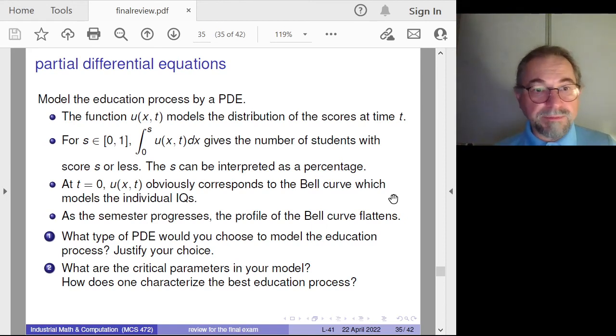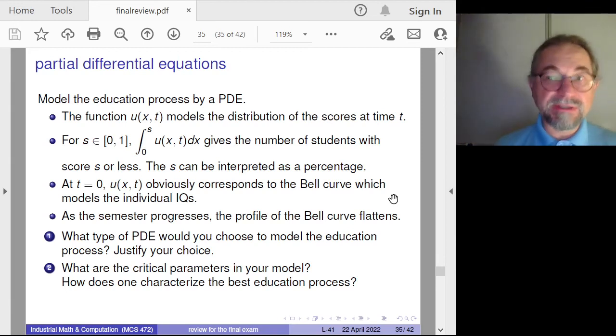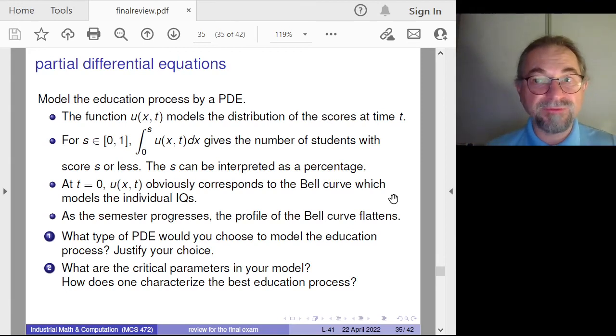Okay, what type of partial differential equation would you choose? There is actually not that much choice here. We have not seen that many partial differential equations. And then how would you interpret the model? What are the critical parameters in your model? And how would one idealize this? What would be those parameters that correspond to the best education process?